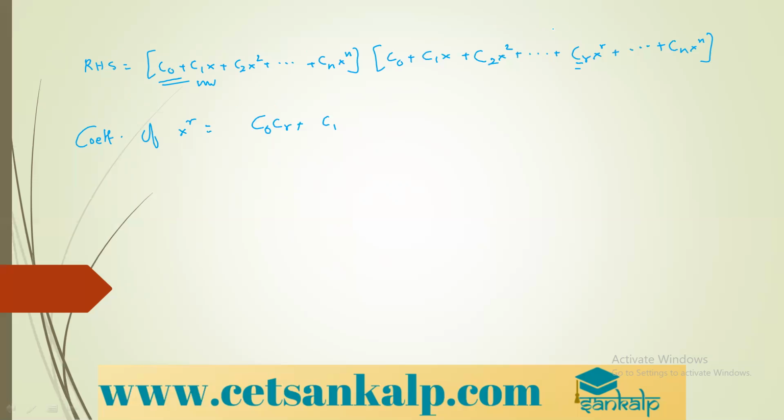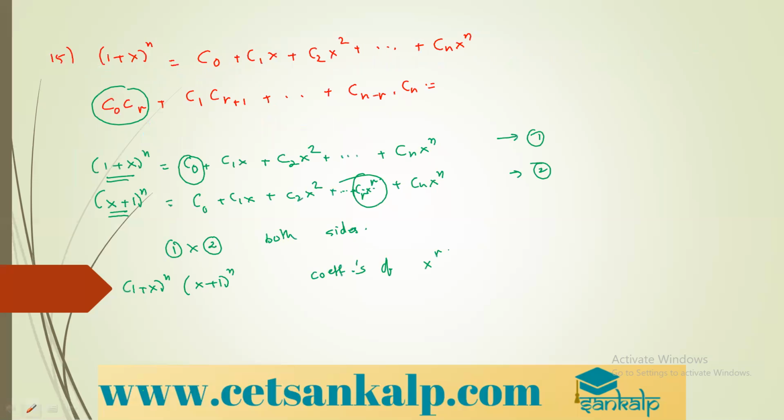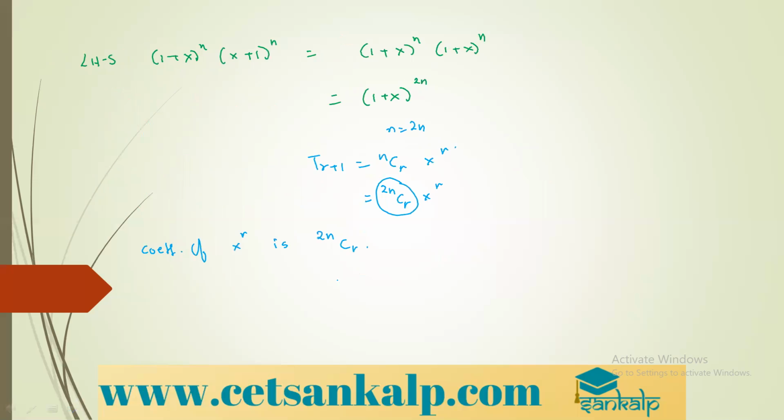So with what do I have to multiply? I have to multiply Cr minus 1 x power r minus 1. C1 I have to multiply with Cr minus 1. C2 I have to multiply with Cr minus 2. Like that, Cn, the last term which I have in the question, Cn I have to multiply with Cn minus r. Am I clear?